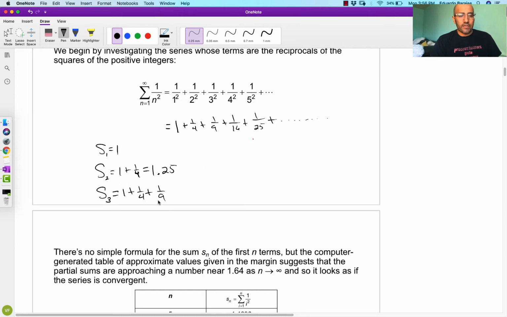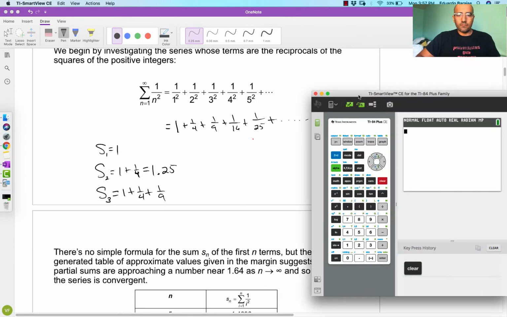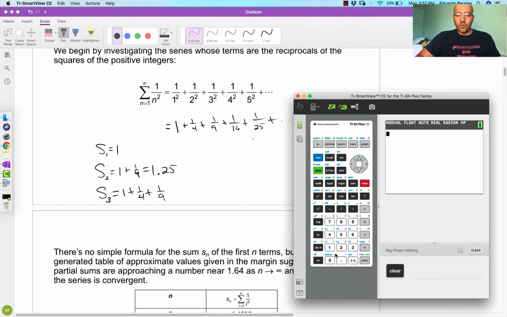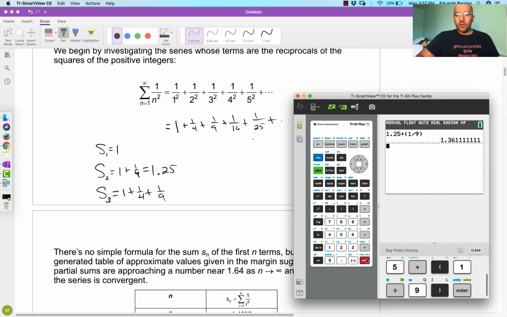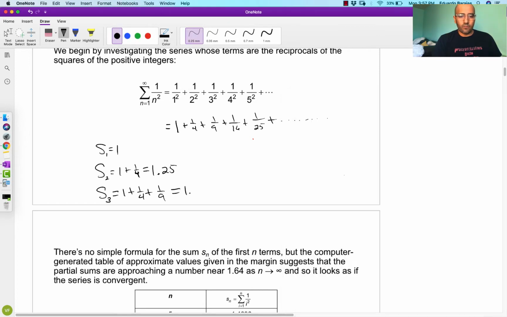S sub 3 equals 1 plus 1/4 plus 1/9. Okay, it's getting a little ugly. Common denominator, 3, 9. All right, let's just get our calculator out. So 1.25 plus 1 divided by 9. Okay, so this is 1.3611, something like that.